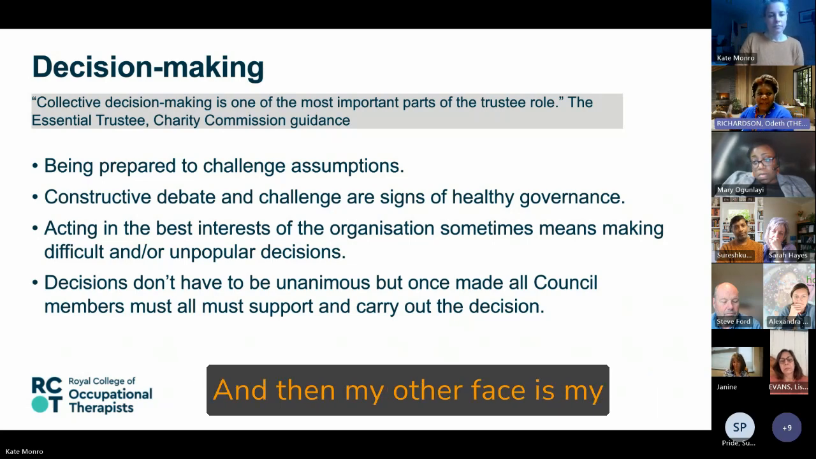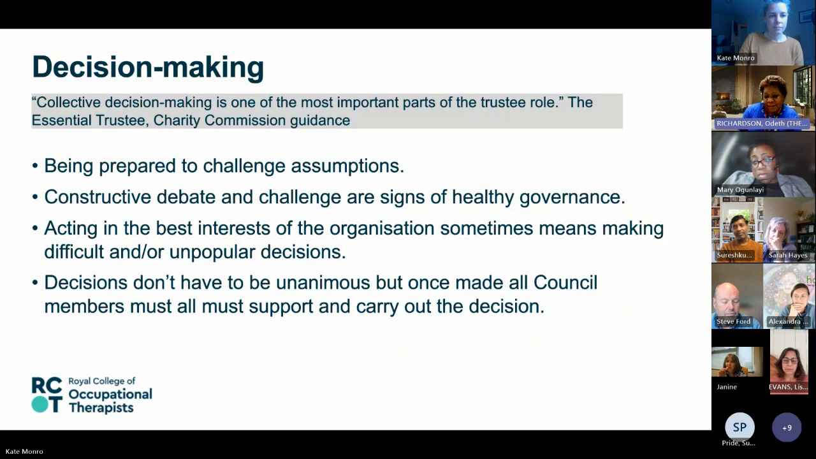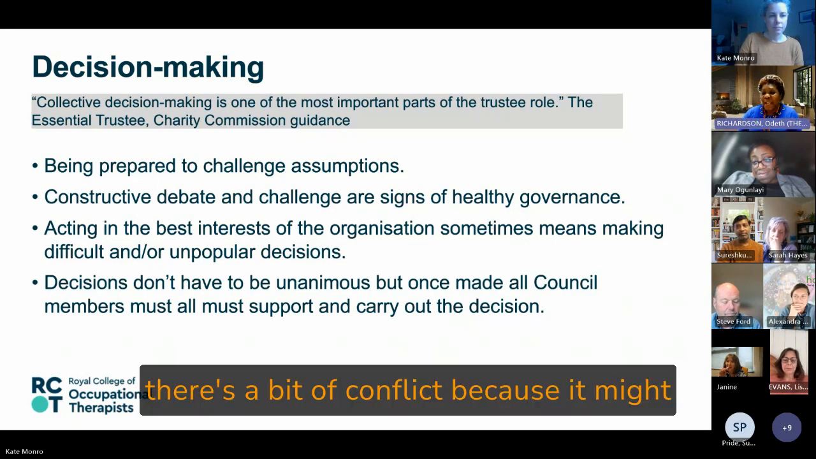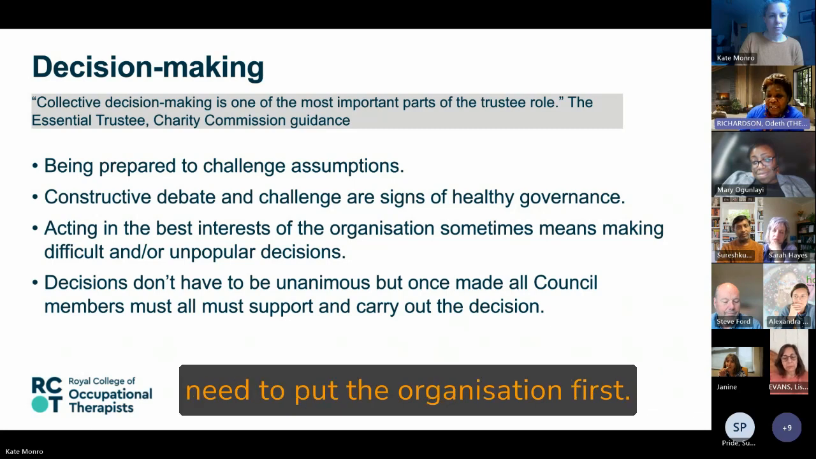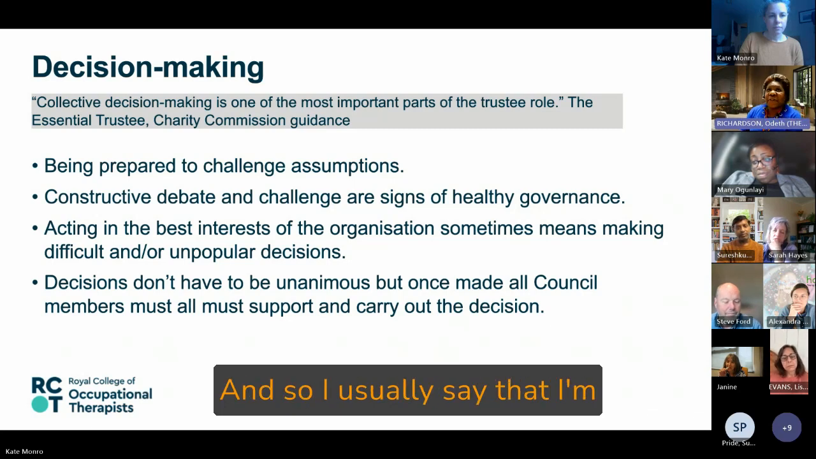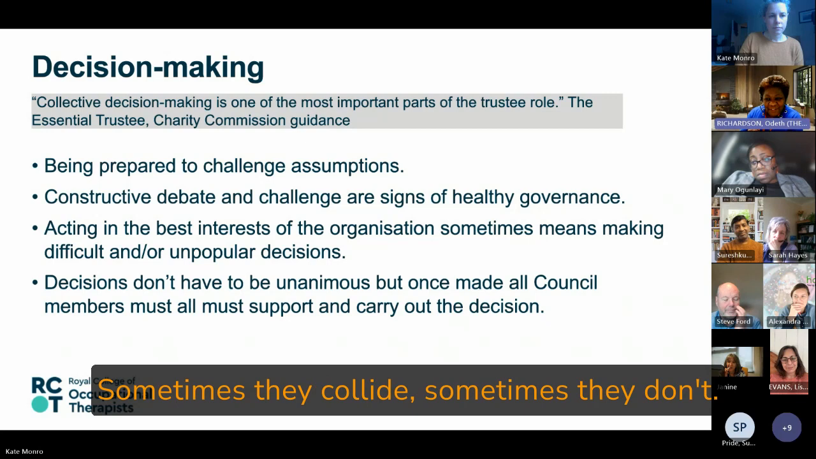And then my other face is my regular face. There are times when the two sort of conflict, because it might be against my own personal views, but I need to put the organization first. And so I usually say that I'm happiest when those two areas collide. Sometimes they collide, sometimes they don't.